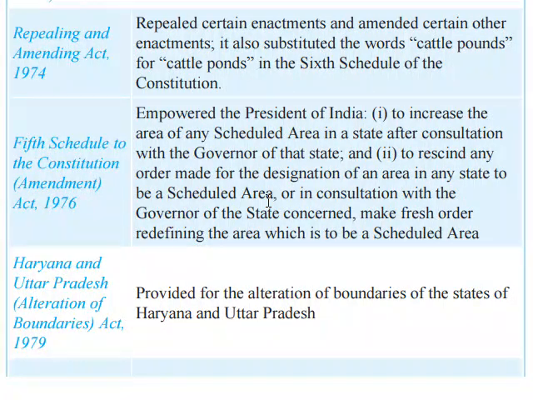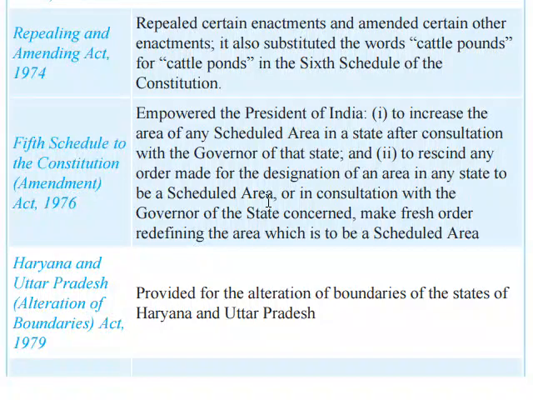5th Schedule to the Constitution Amendment Act 1976 empowered the President of India to increase the area of any scheduled area in a state, after consultation with the governor of that state, to assign any other name for the designation of an area in any state to be a settled area.